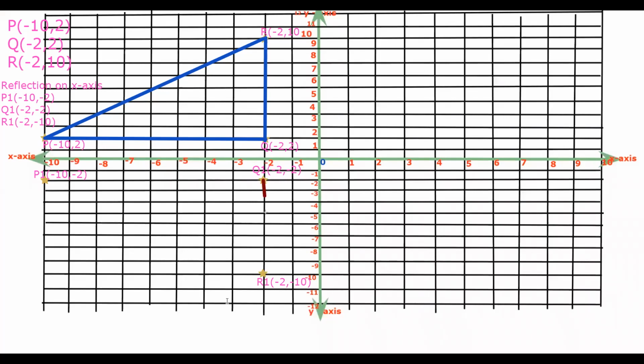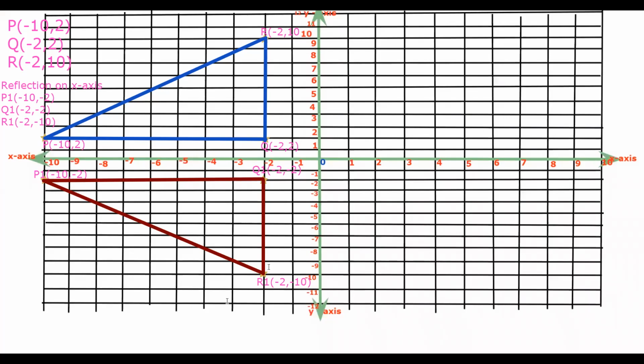Now, that is the shape, the image of points PQR here. So we said the distance between the object and the mirror line is the same as the distance between the image and the mirror line here. Okay, so these are the same as that. Now let's quickly solve the last one.